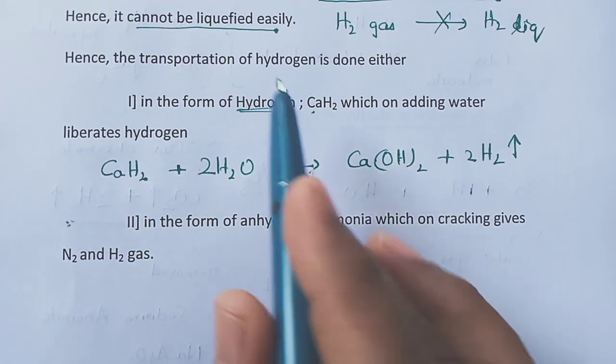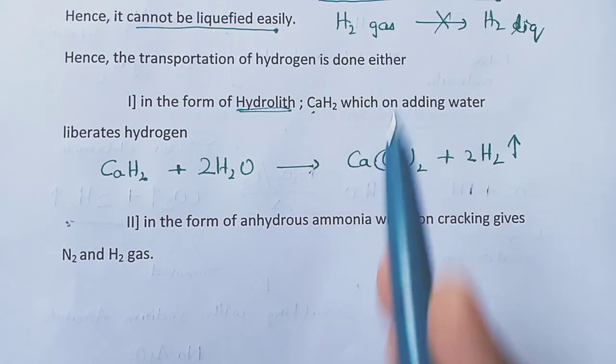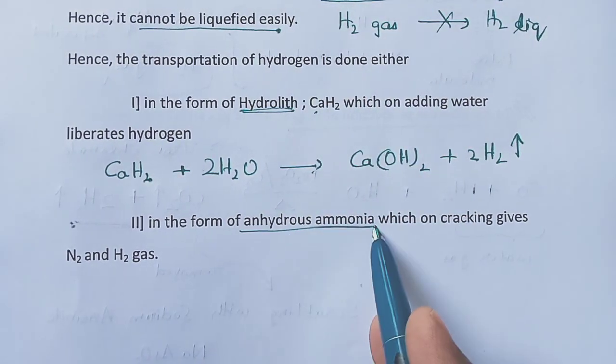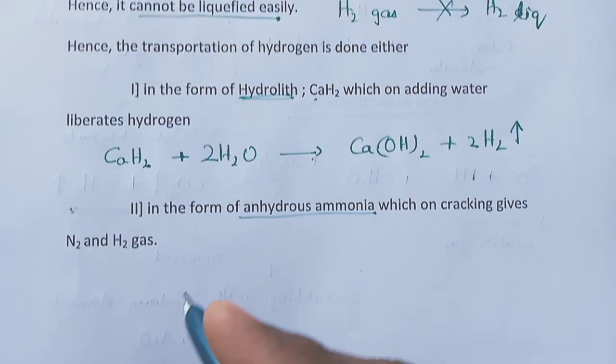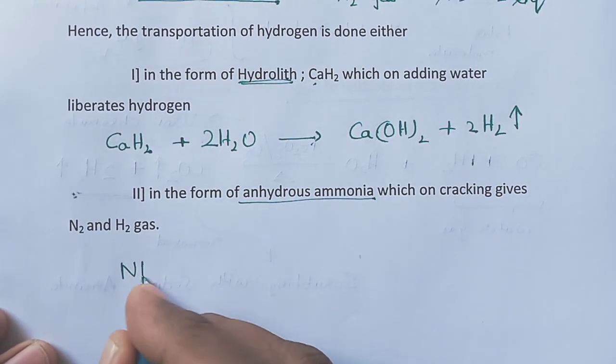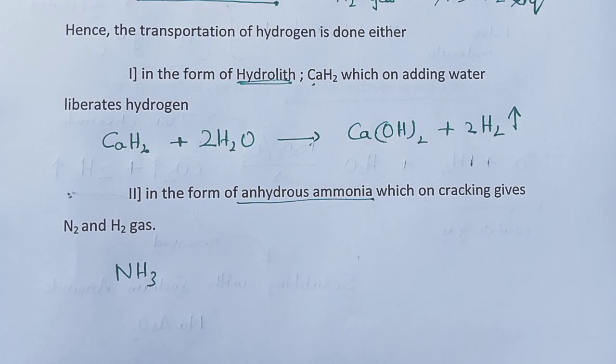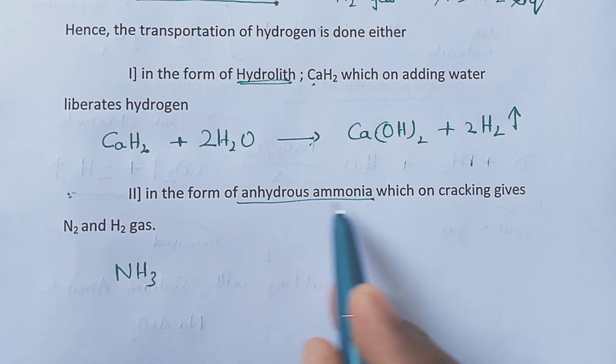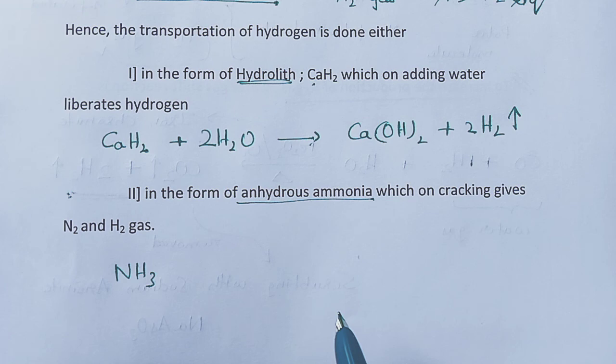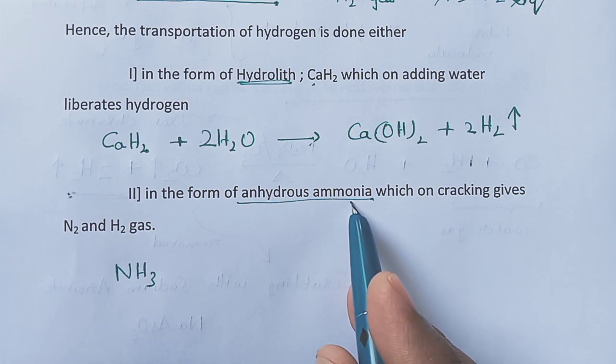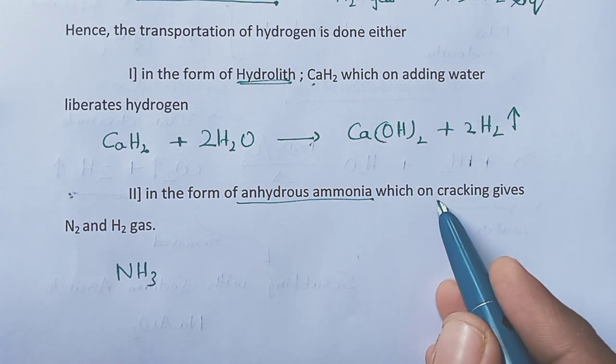Number 2, the transportation of hydrogen is done in the form of anhydrous ammonia. What is meant by anhydrous ammonia? We know that ammonia is NH3. Sometimes it will have some moisture. If you remove that moisture, it will be called anhydrous ammonia. Now this anhydrous ammonia is subjected to cracking.